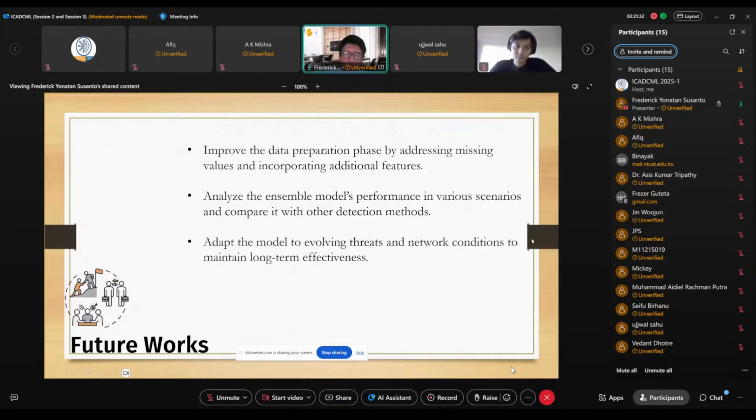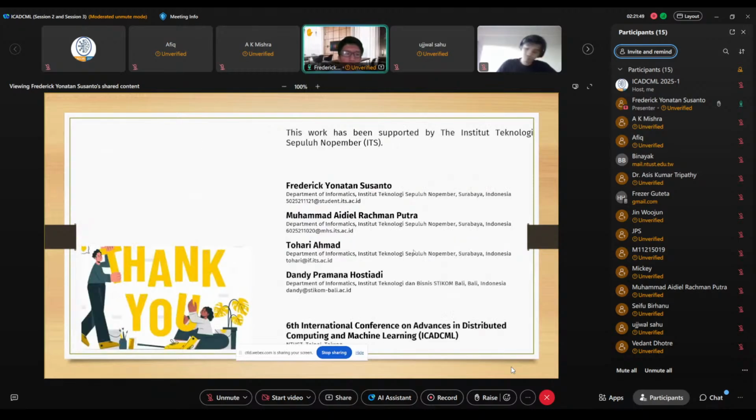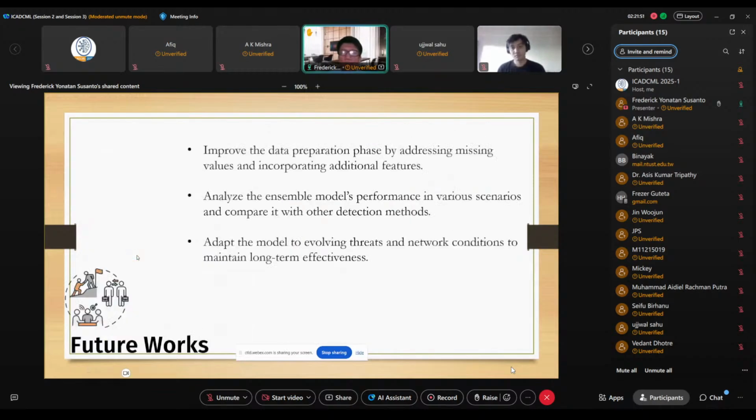So about the future work, we want to first improve the data preparation phase by addressing missing values and incorporating additional features. This will help us create a more comprehensive and reliable dataset for analysis. And second, we will analyze the ensemble model in various scenarios and compare it with other detection methods. This provides valuable insights into its strengths and areas for improvement. And the last one, adapt the model to evolving threats and network conditions to maintain long-term effectiveness.